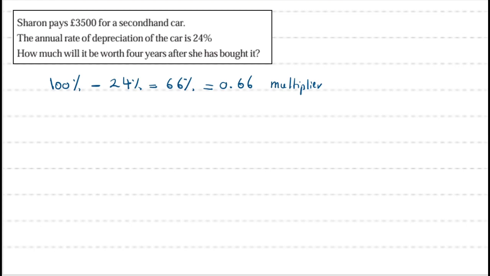Then we write the initial amount, 3,500, and then times it by the multiplier, 0.66 raised to the power of number of years, which is 4 years. And that gives us 664 pounds 12 pence. So that means that the value of the car 4 years after it's been bought is 664 pounds 12 pence. And that's the final answer.